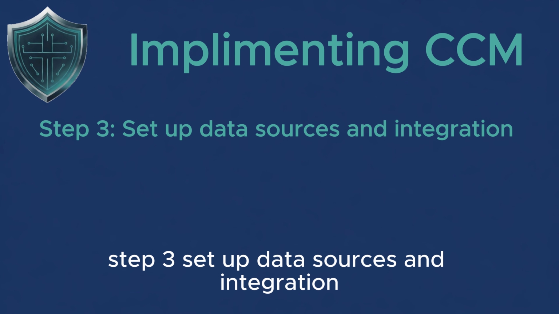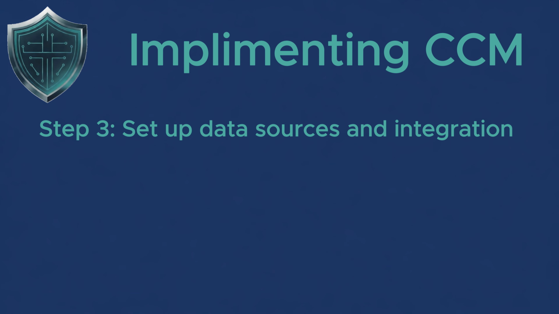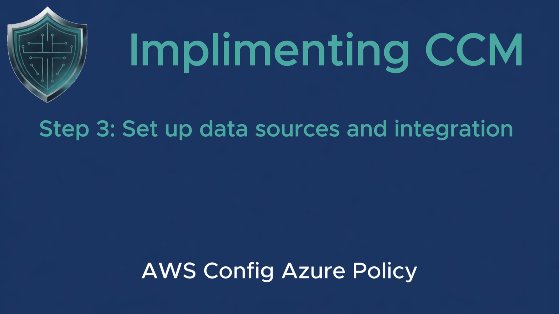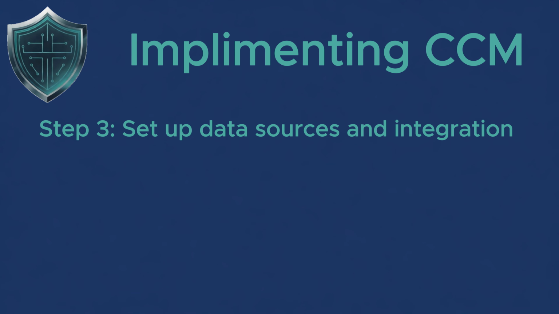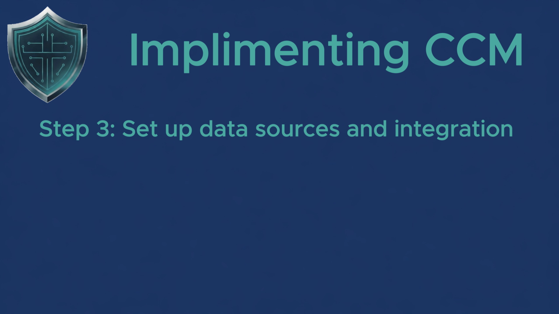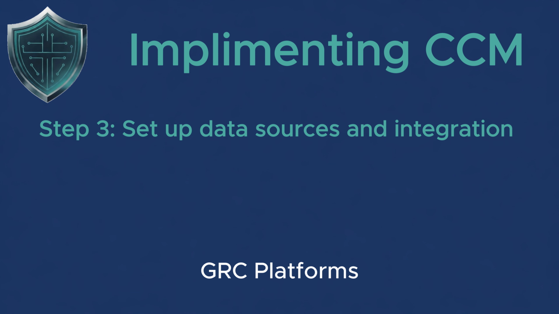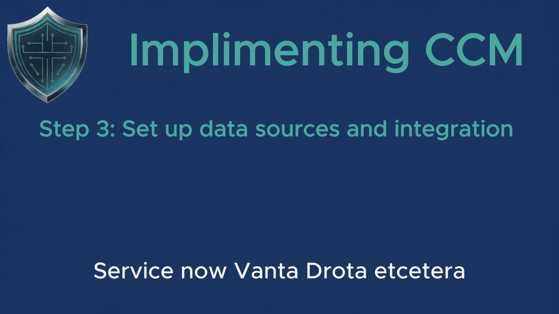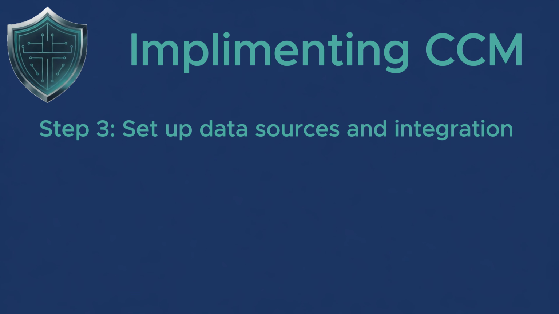Step 3. Set up data sources and integration. Pull from cloud provider APIs: AWS Config, Azure Policy, GCP Security Command Center. Identity systems, Okta, Azure AD. SIEM and logging tools. GRC platforms, ServiceNow, Vanta, Drata, etc. HR systems for training and policy acknowledgement.